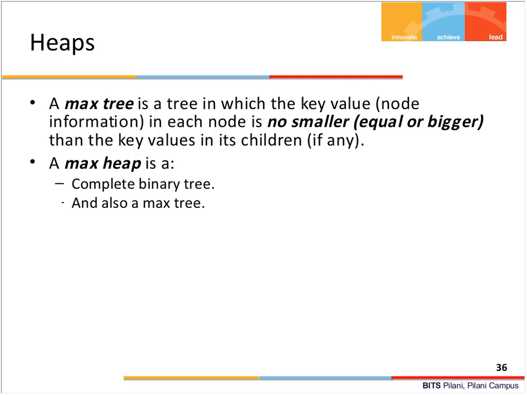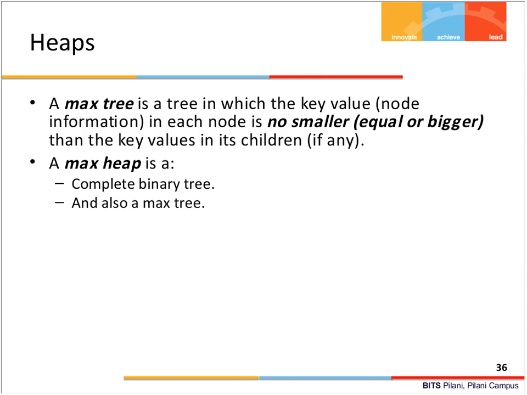So then what is a max heap? For max heap, there are two conditions. One condition is that it has to be a max tree, and it has to be a complete binary tree. Now complete binary tree we reviewed last week. If any binary tree meets these two conditions, which are mentioned on your screen, then we are going to say that this binary tree is a max heap.